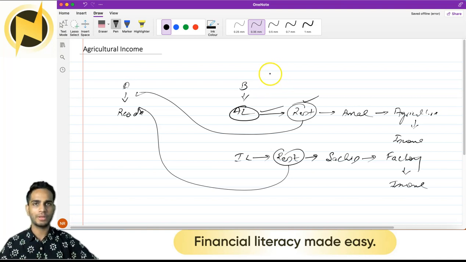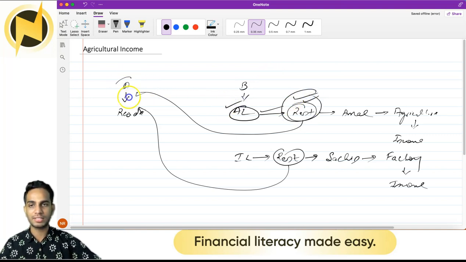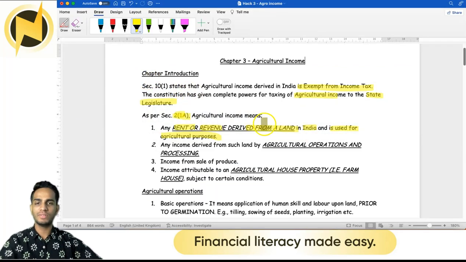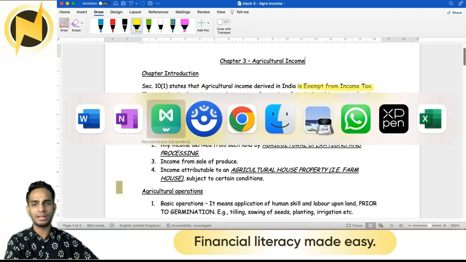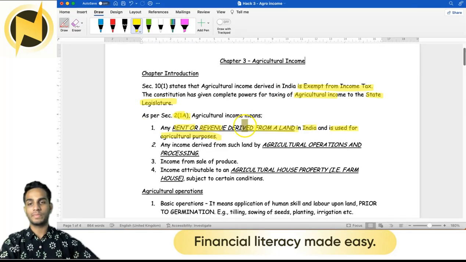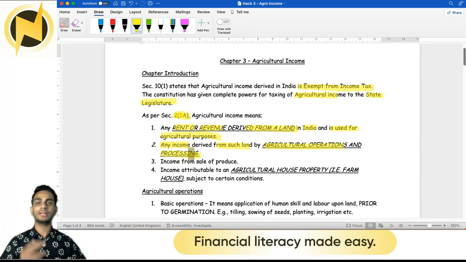The third head. Now leave all that. Just keep this in mind: any rent from an agricultural land received by the landowner is agricultural income. So any revenue from land which is used for agricultural purposes. Clear? Simple, right? Number 2: any income derived from such land by agricultural operations and processing.